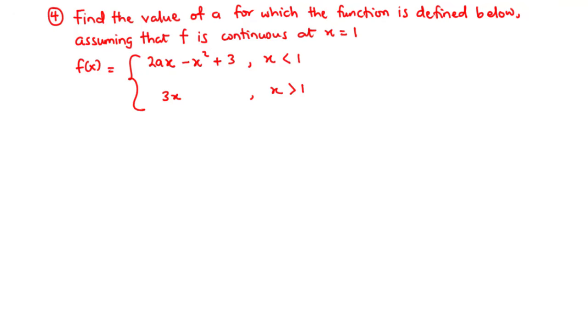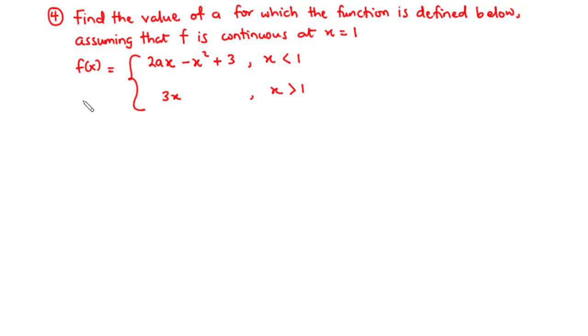So to question 4, we are going to find the value of a, for which the function is defined below, assuming that f is continuous at x equals 1. So we have the function f of x equals 2ax minus x squared plus 3, where x is less than 1, and then 3x where x is greater than 1.